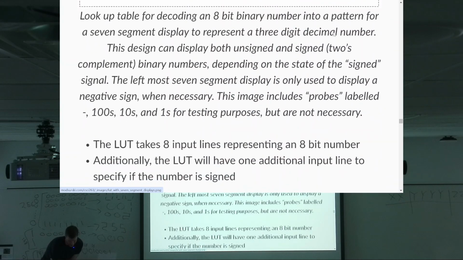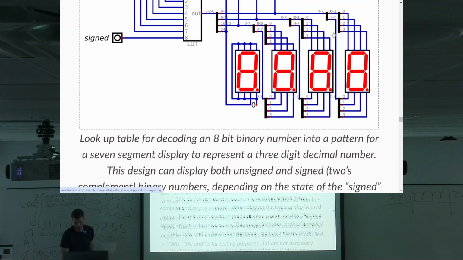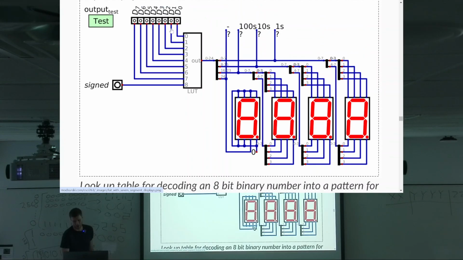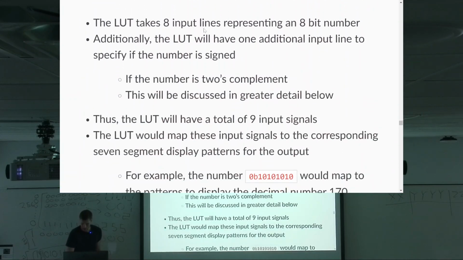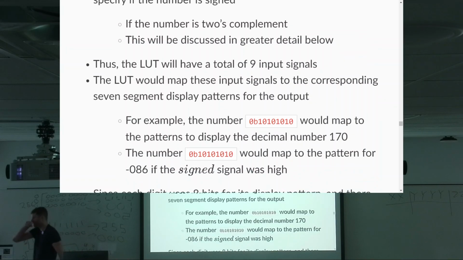Okay, all right, so the lookup table takes 8 input lines representing 8-bit numbers. Additionally, the lookup table will have 1 additional input line to specify if a number is signed, if the number is 2's complement. Basically, when this is on, I need to interpret this as a signed 2's complement number. When that's off, I don't care about 2's complement. I interpret it as an unsigned number. Thus, the lookup table has 9 input signals. We map these input signals to the corresponding 7-segment display patterns for the output.